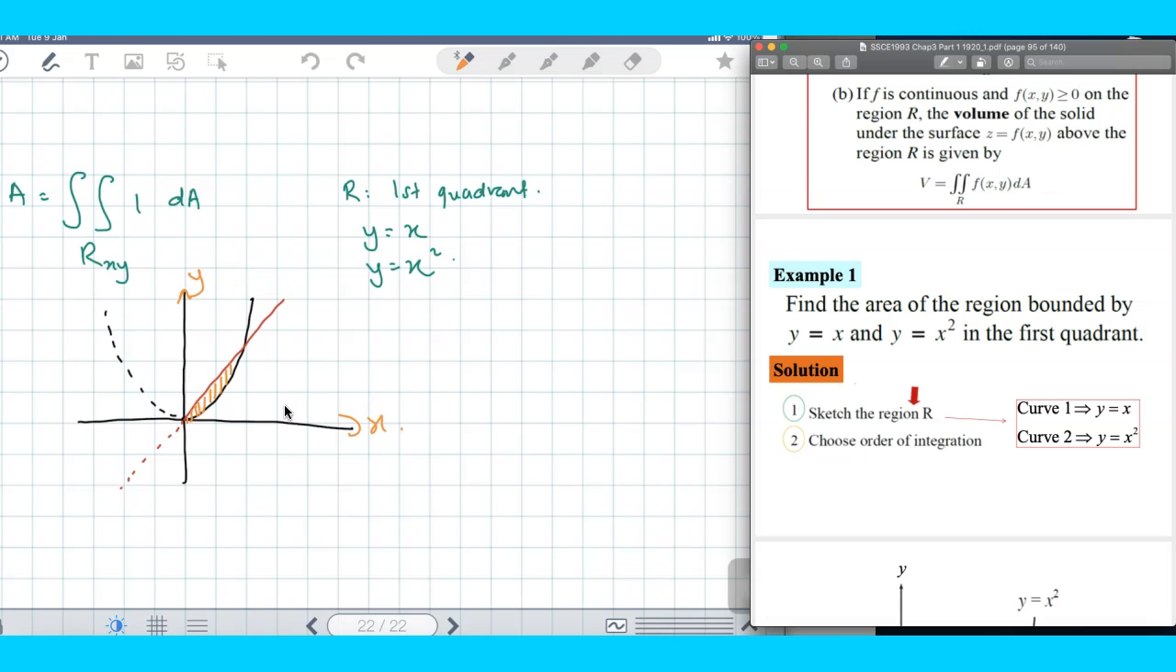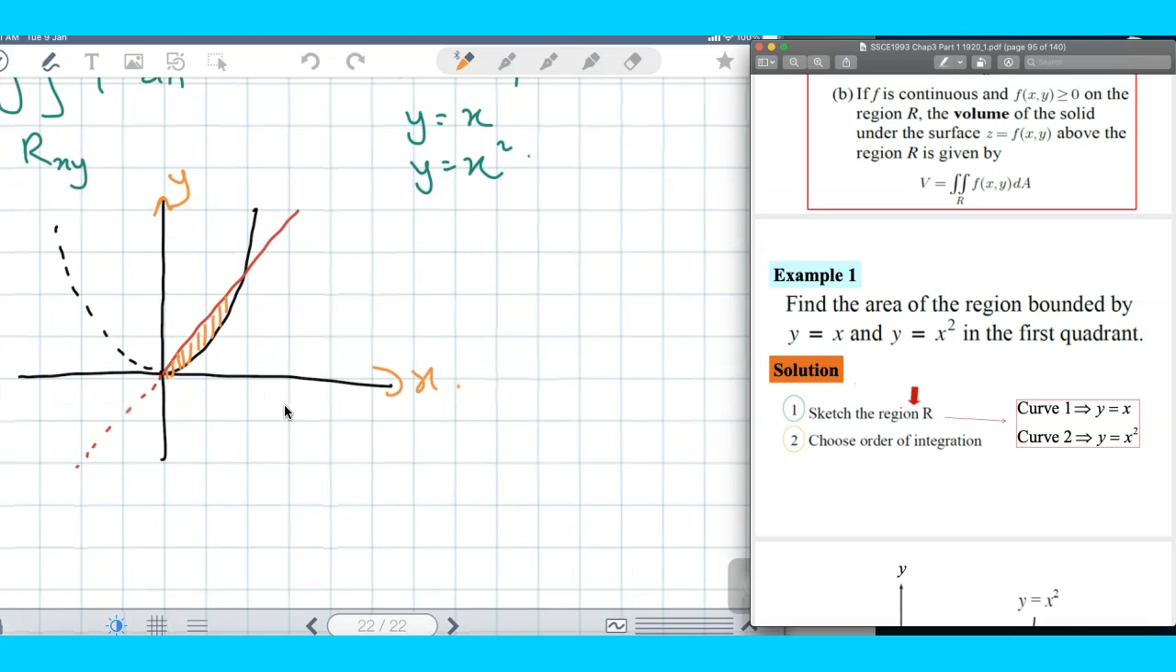So there is a need for us to obtain the intersection points over here, because we want to know the limits of x and y. This one is given by y equal to x, and this one is given by y equal to x squared. Then how can we obtain the points of intersection? It looks like we should have two points.